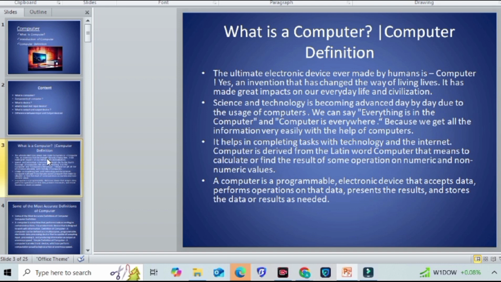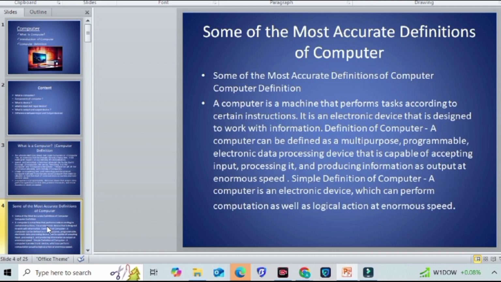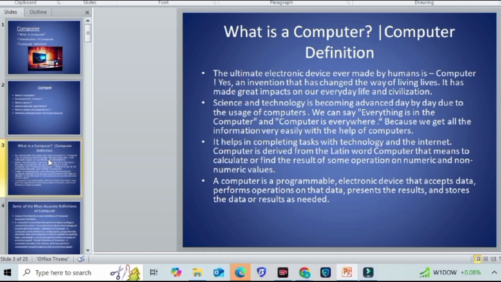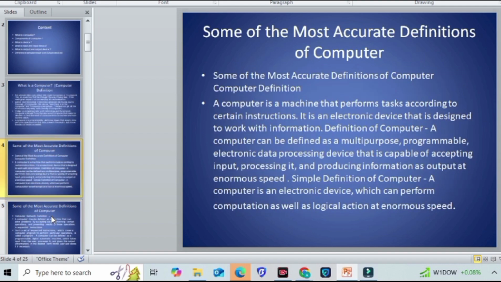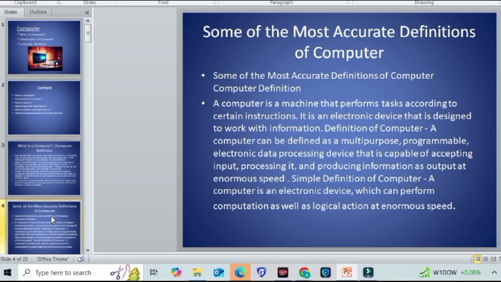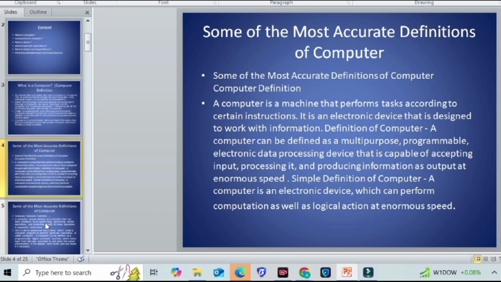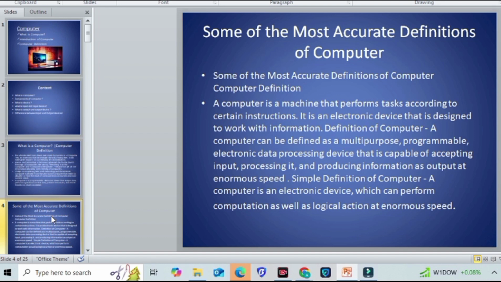Computer is derived from the Latin word computare, which means to calculate or find the result of some operation on numeric and non-numeric values. Some of the most accurate definitions of computer: A computer is a machine that performs tasks according to certain instructions. It is an electronic device that is designed to work with information. A computer can be defined as a multi-purpose, programmable, electronic data processing device that is capable of accepting input, processing it, and producing information as output at enormous speed.